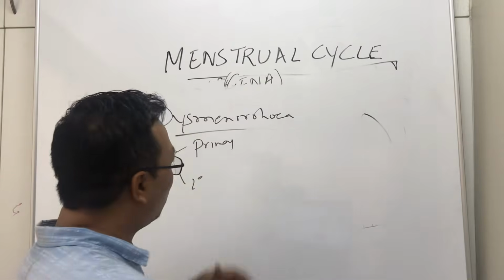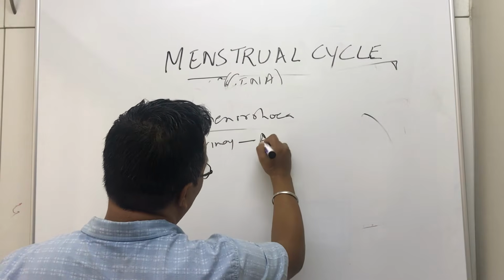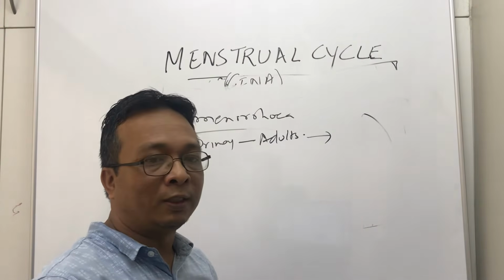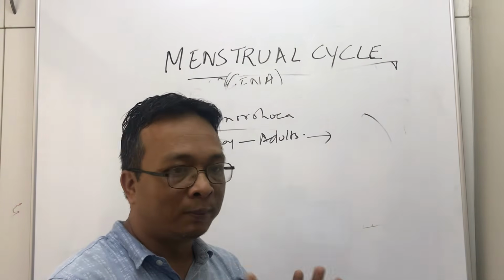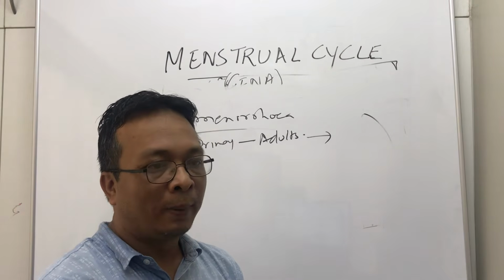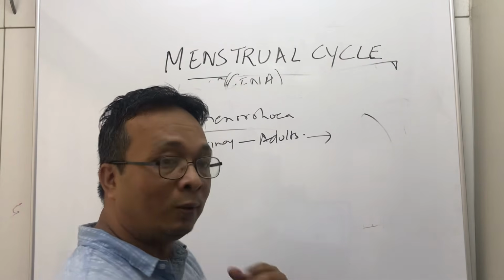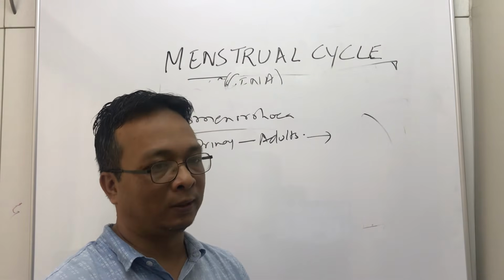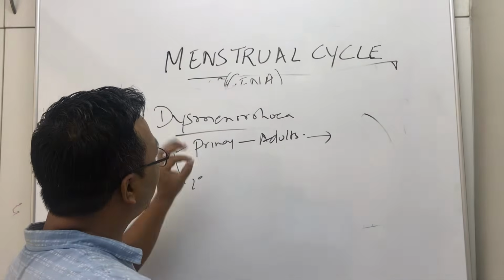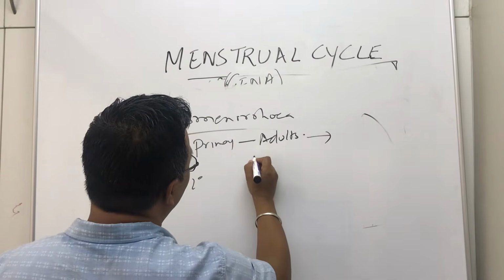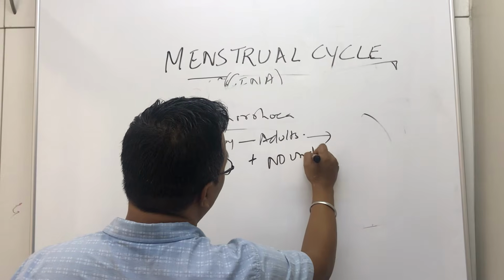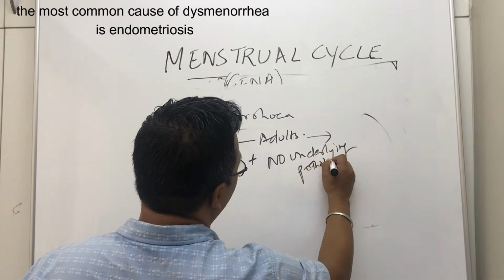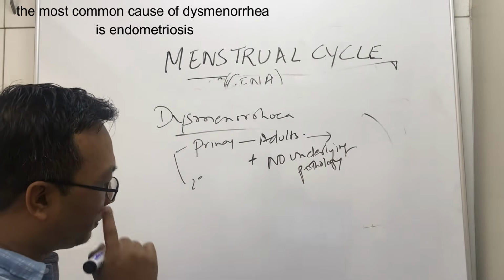So primary is more common in adults or young people. Primary dysmenorrhea is when all the dysmenorrhea signs and symptoms are there, like pain in the abdomen going to the back, vomiting, all those. But when you scan it, when you do an ultrasound, when you examine, there is no underlying pathology. So primary dysmenorrhea means all the dysmenorrhea symptoms plus no underlying pathology.